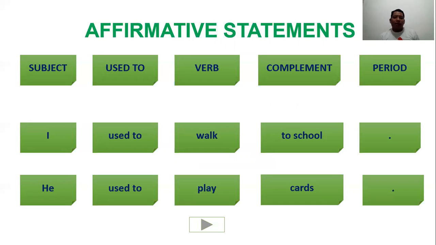What does it mean? I used to walk to school. It means that I walked to school before, but now I don't walk.